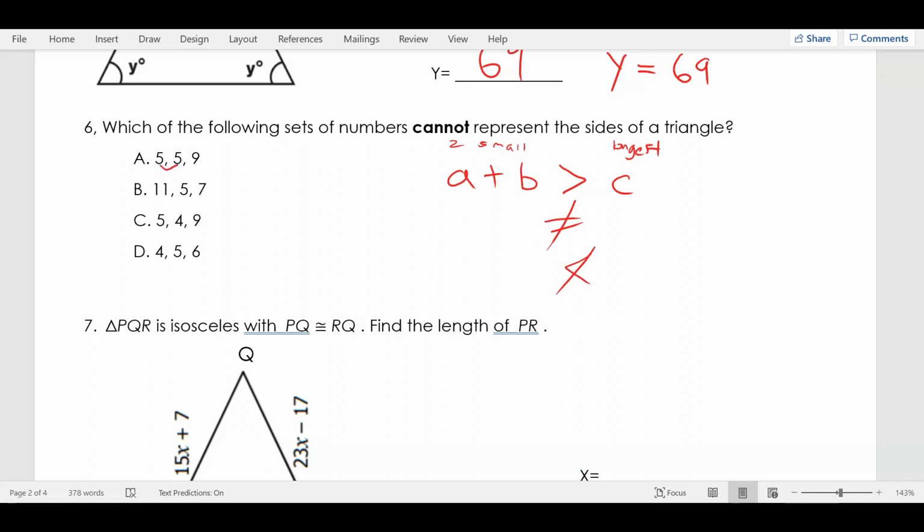So let's add this up. 5 plus 5 is 10. 10 is greater than 9. Yes. Smaller ones, 5 plus 7 is 12. Is 12 greater than 11? Yes. Letter C, 5 plus 4 is 9. Is 9 greater than the third side, 9? 9 is not greater than itself. So no. And then down here, the smallest ones are 4 plus 5. Is 9 greater than 6? Yes. So C cannot represent the sides of a triangle. Cool.